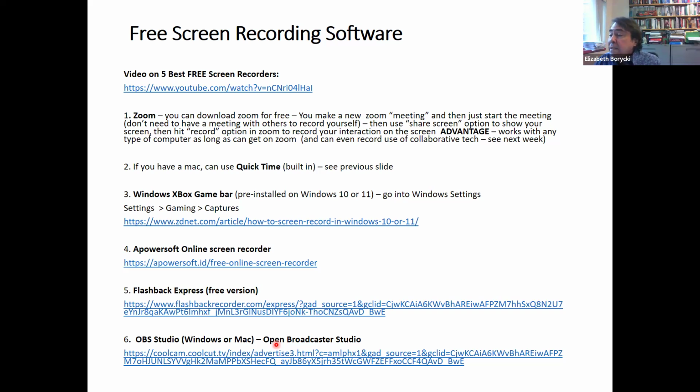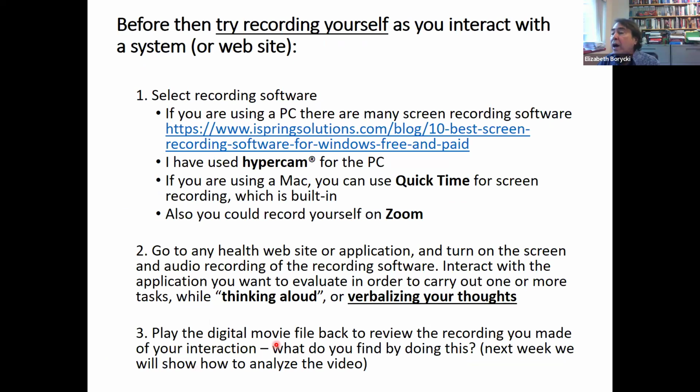As I mentioned, QuickTime, but the simplest case is just recording yourself using it. QuickTime is built in. Windows Xbox Game Bar, it's not just for gaming. I hadn't tried that before. You go to settings, gaming, captures, but for some reason it didn't work with my version of Windows. And there's many, many more. PowerSoft Online Recorder, Flashback Express, most of these are free. OBS, Open Broadcast Studio, also has a lot of video editing features, but you don't have to do that or be that complicated.